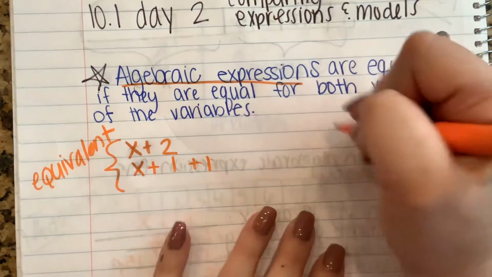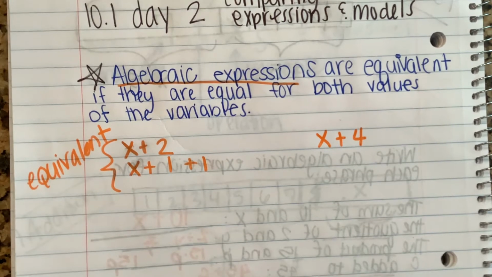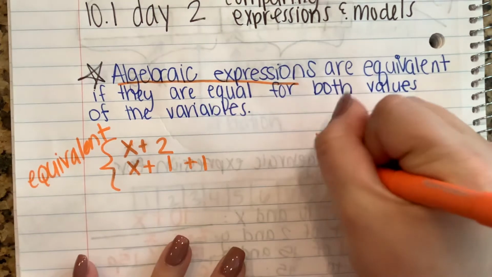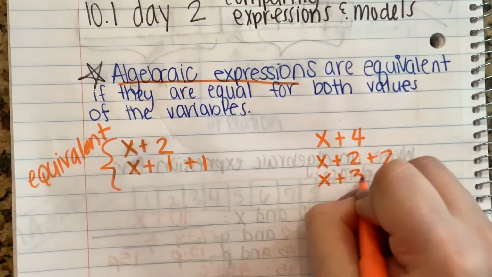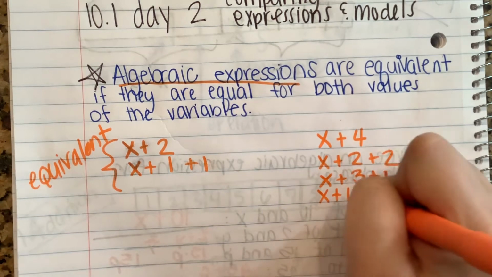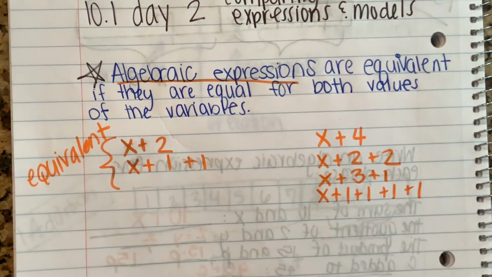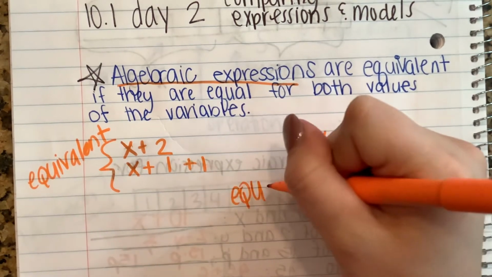Let's try another one. Let's write some equivalent algebraic expressions for x plus 4. We could break that up and say x plus 2 plus 2. That's the same thing as x plus 4. We could also say x plus 3 plus 1, which gives us x plus 4. And we could say x plus 1 plus 1 plus 1 plus 1. That also gives us x plus 4. So these are ways that we can write equivalent algebraic expressions.